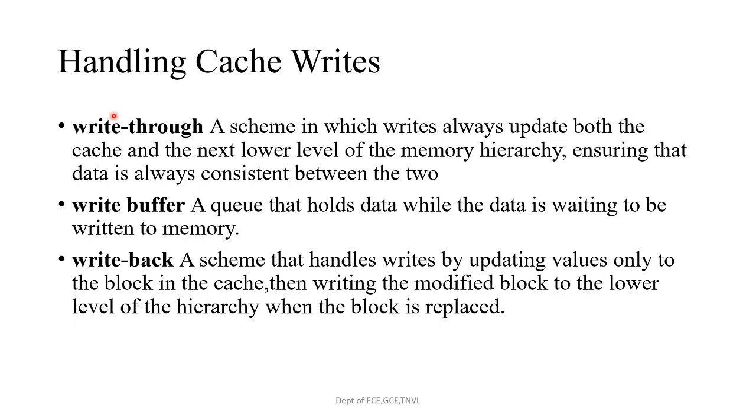How can we handle cache writes? There are two methods: write through and write back. So what is write through? A scheme in which writes always update both the cache and the next lower level of the memory hierarchy, ensuring that data is always consistent between the two. Write buffer: a queue that holds the data while the data is waiting to be written to memory. Write back is a scheme that handles writes by updating values only in the block in the cache, then writing the modified block to the lower level of the hierarchy when the block is replaced.